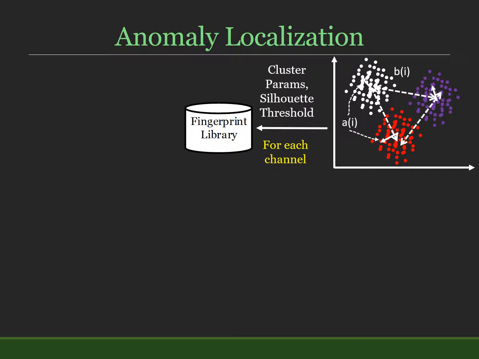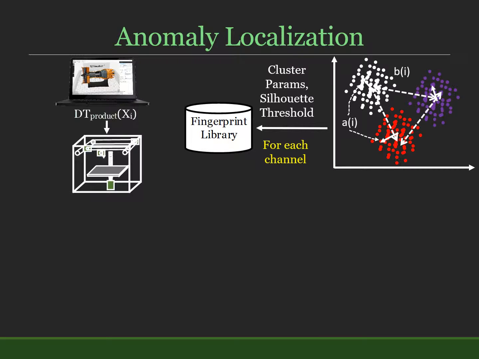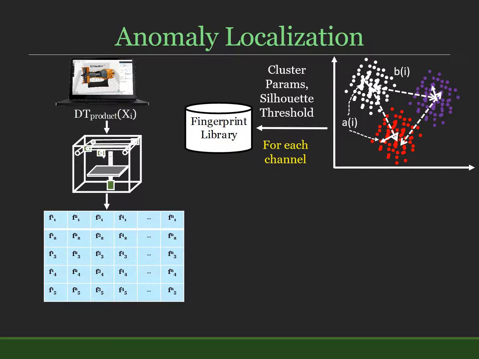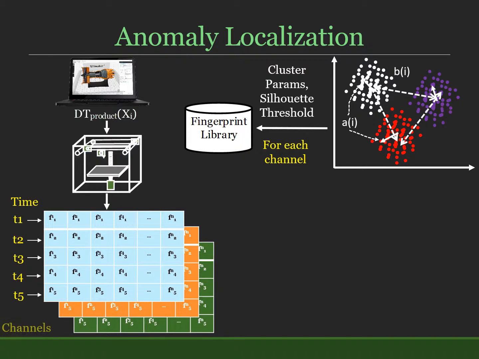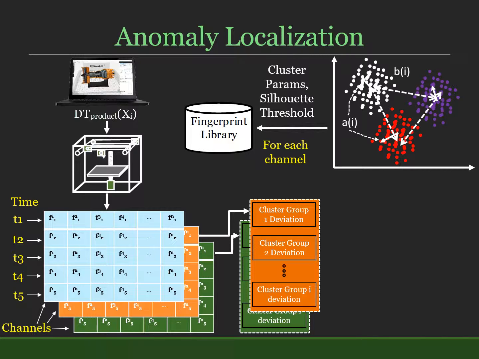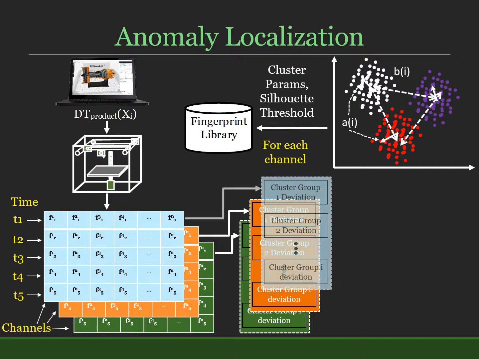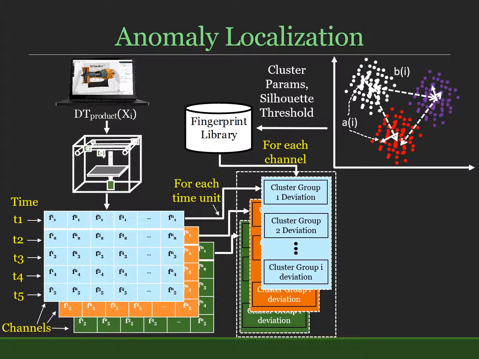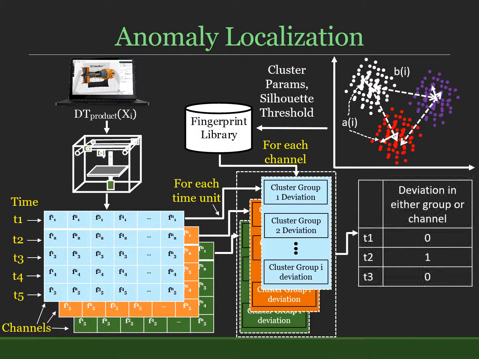In order to localize the anomaly while producing the object by the manufacturing system, first we extract various features from each of the side channels. Then, based on the groups of the digital twin product parameters, we calculate the deviation of the fingerprint of the features extracted from each of the channels and the groups. If for any channel, any group has a silhouette coefficient varying higher than the silhouette score plus the silhouette coefficient threshold, then it is given a Boolean value of 1 to denote that it deviated.